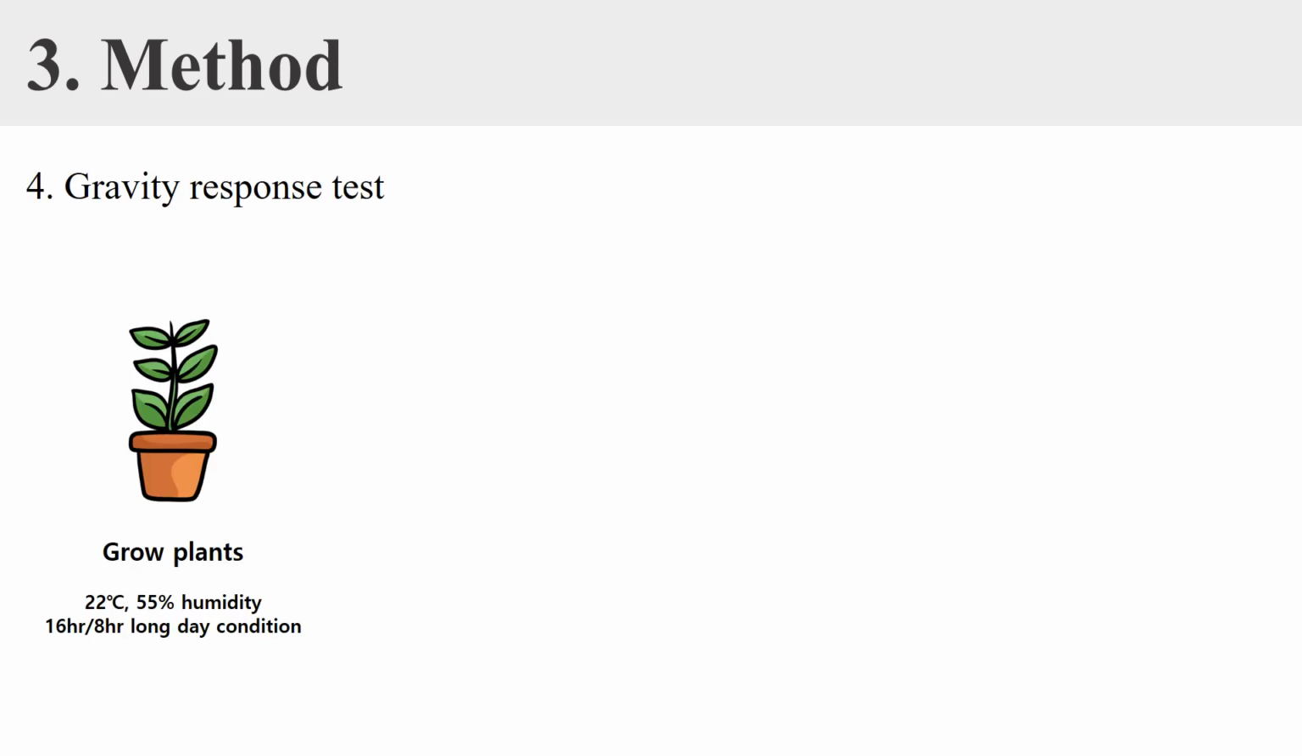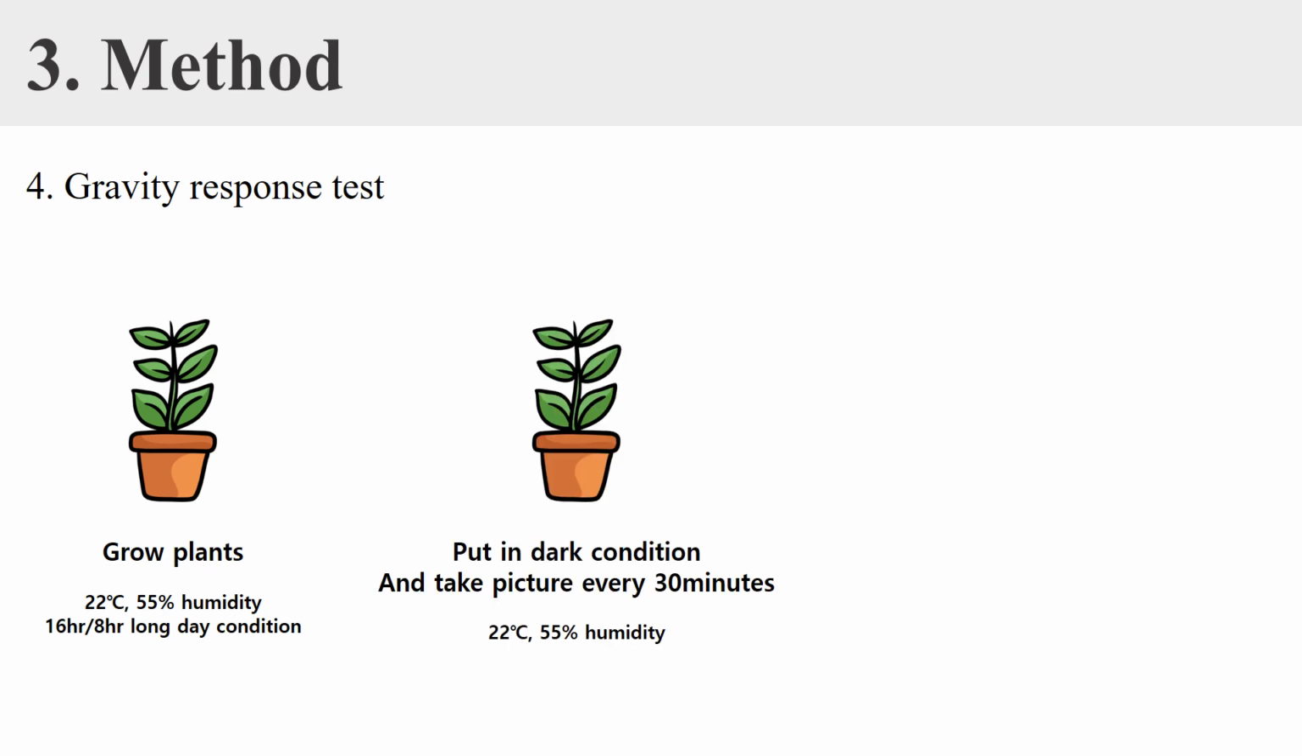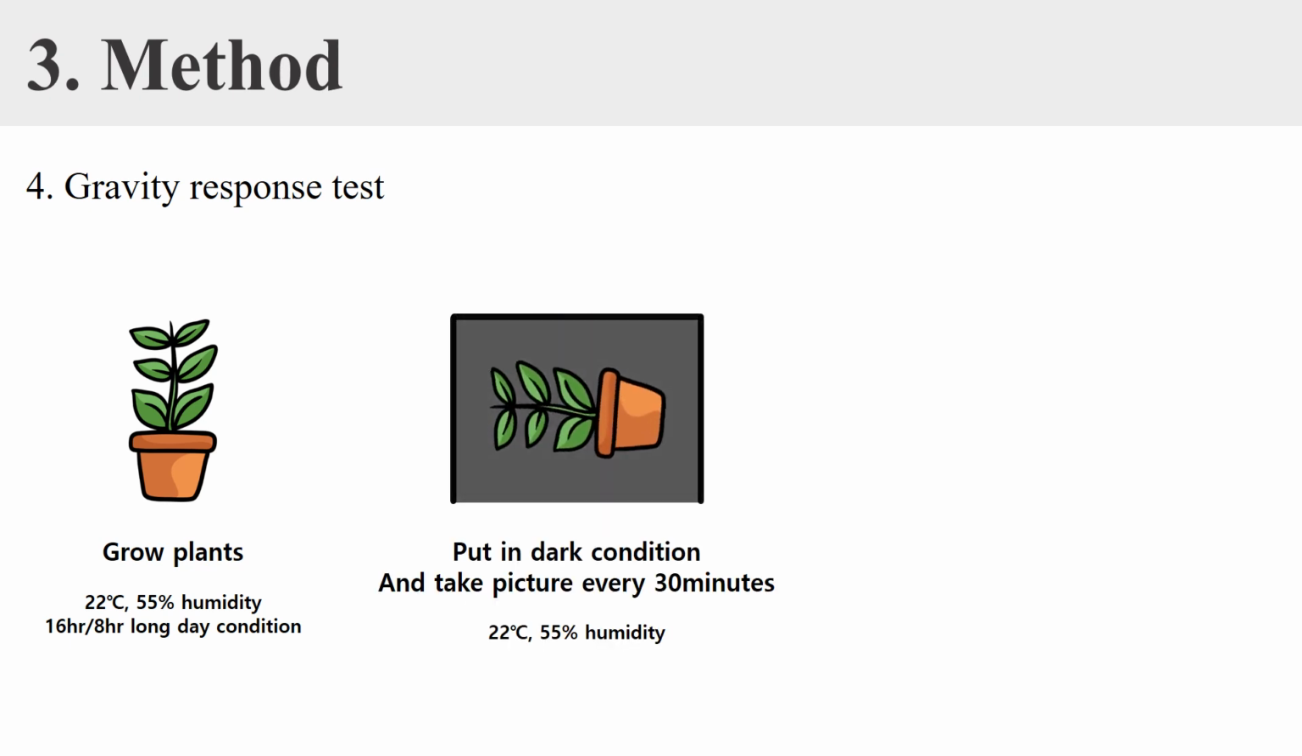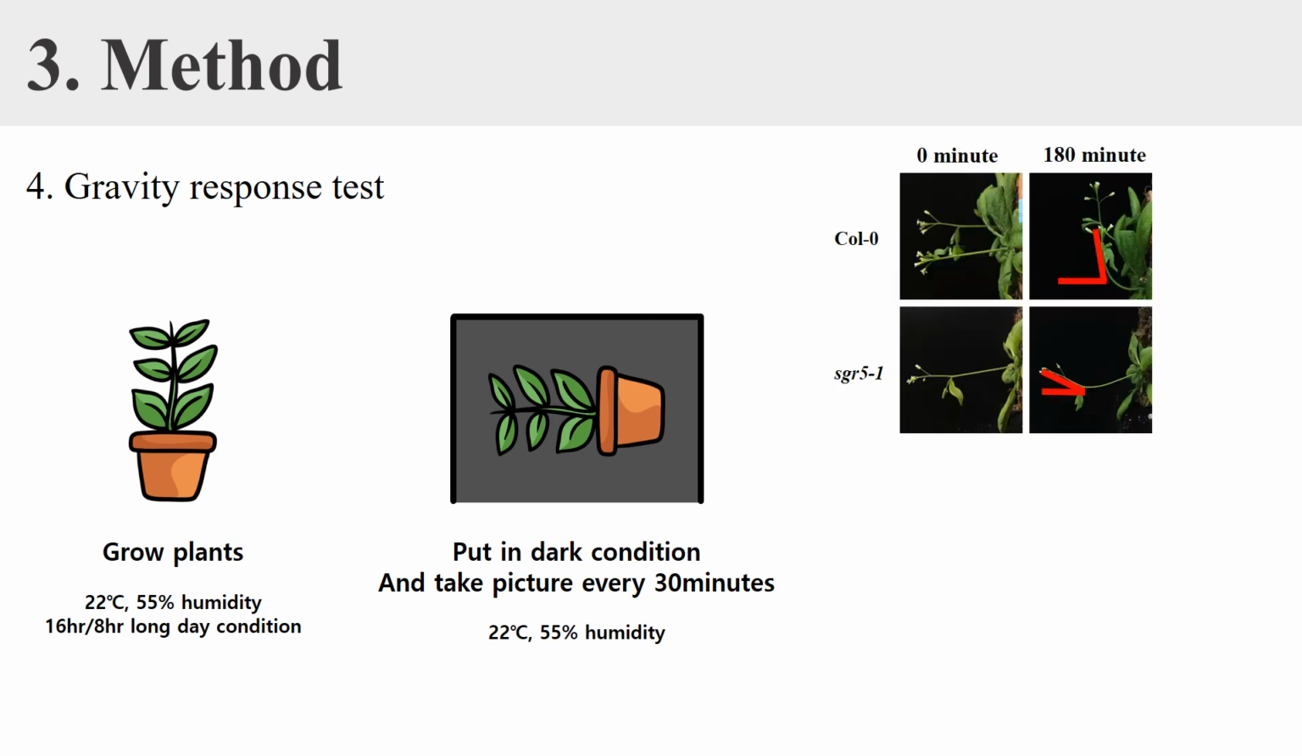The last method is gravity response test. First, after growing the plant in a long day condition for about 3 to 4 weeks, the plant is laid in dark condition and the angle is measured to conduct an experiment. Take a picture every 30 minutes and measure the angles as shown in the following figure and draw this graph.